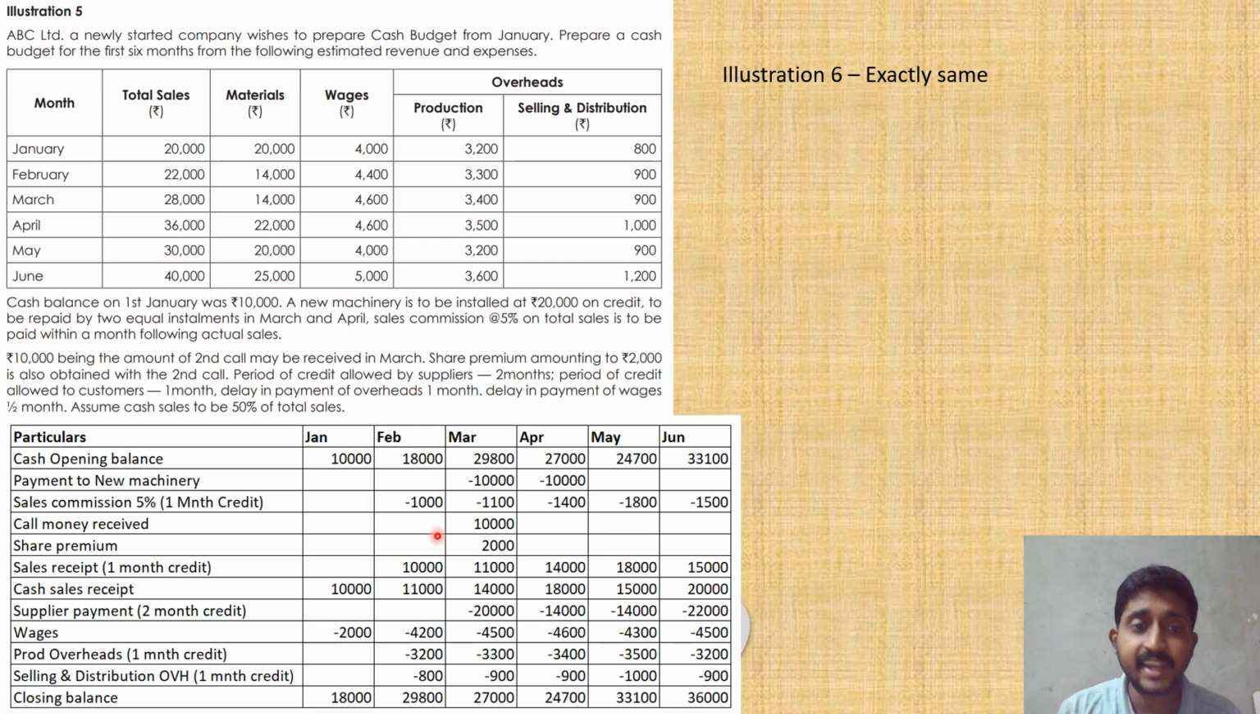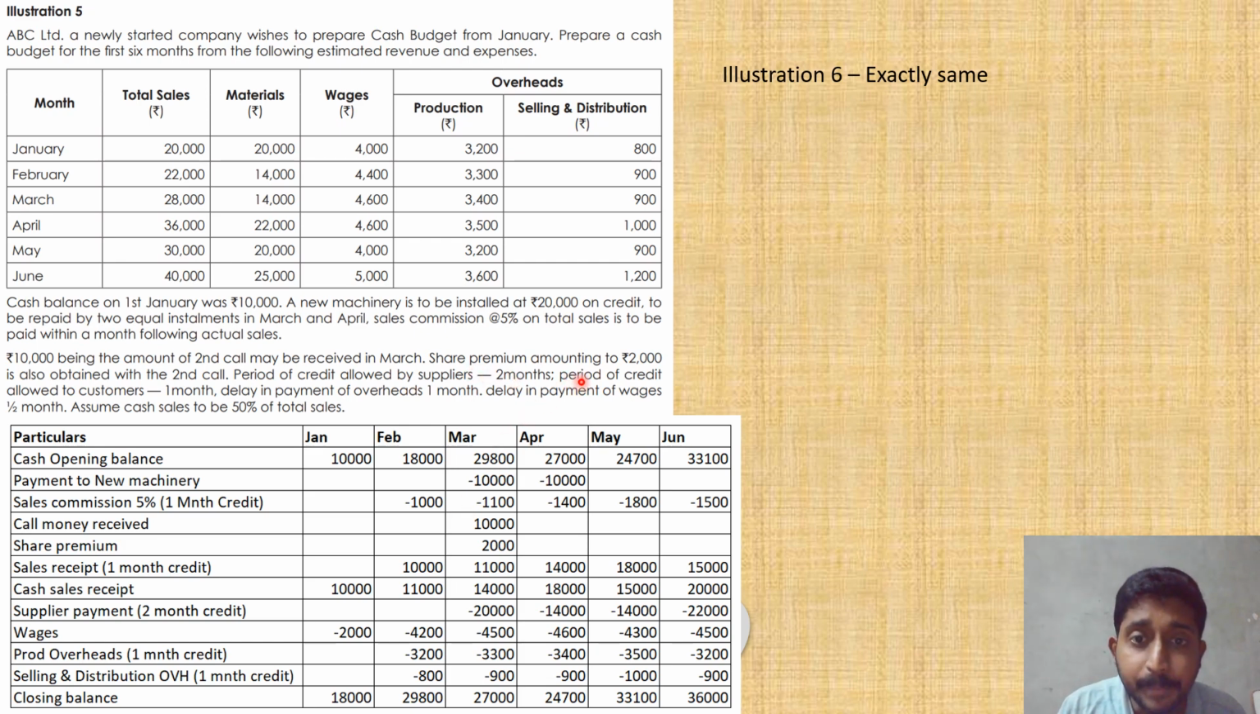So this is the second call money that we have received for our equity shares which we have issued to the equity shareholder. This call money of 10,000 is received in March. So in March we are receiving this 10,000. I am putting it in positive sign because this is cash coming in. Our cash balance is going to go up.